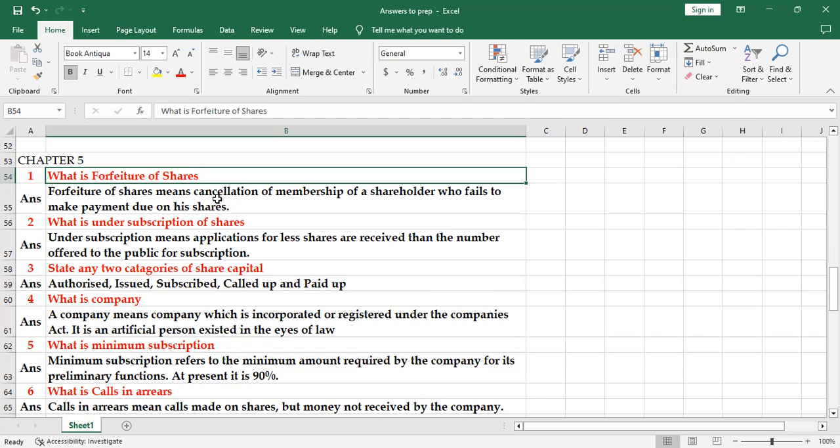Then state any two categories of capital. I have listed here five. You can write any two: authorized, issued, subscribed, called up, and paid up capital. Even reserve capital can be written.